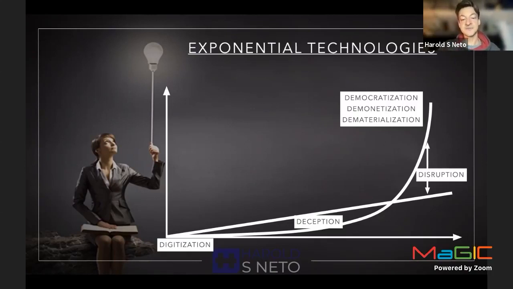Dematerialization uses less physical assets. We need to have less people, less raw material, then again, less logistics. So we get to the demonetization. If we manage to dematerialize a technology, we will always demonetize the access to that technology, okay? And that's exactly what those examples that I've given before did for us, right?